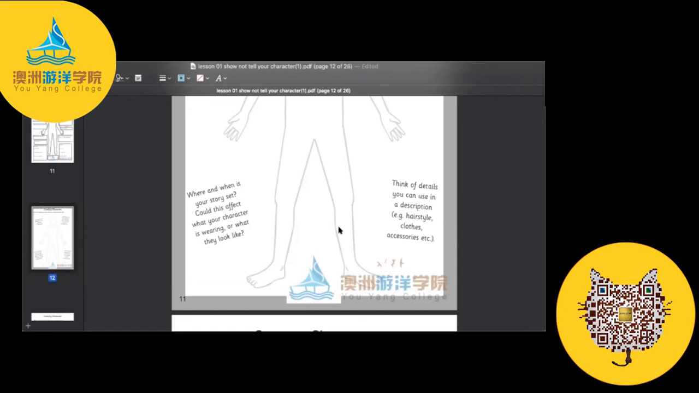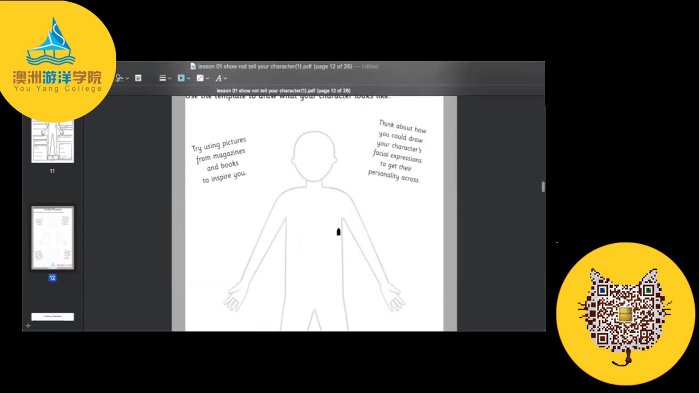So you can think about the clothes or anything extra that your character might have. This person's naked. Well, you could put clothes on them. Can you draw your character? I could start. My character is very sad looking.